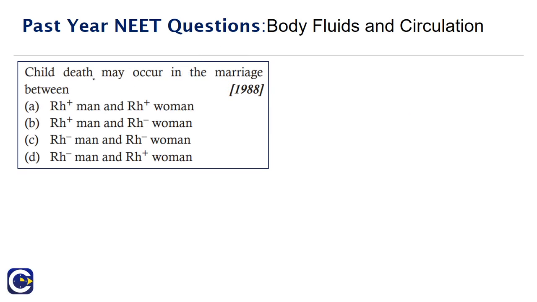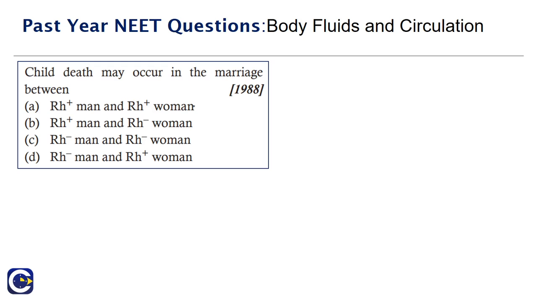So the next question: child death may occur in marriage between Rh positive man and Rh positive woman, Rh positive man and Rh negative woman, Rh negative man and Rh negative woman, Rh negative man and Rh positive woman. We know erythroblastosis fetalis can cause the child's death. Since it is Rh oriented, we have to correlate it with erythroblastosis fetalis.